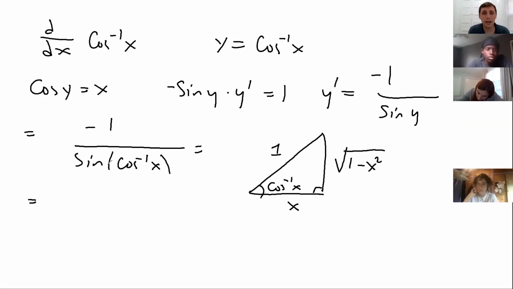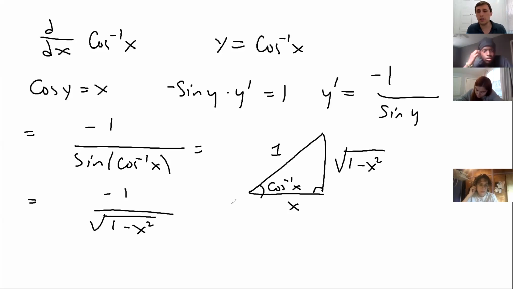Now look at it. I need to calculate sine of cosine inverse. Sine of cosine inverse is just opposite to hypotenuse. So it's the root of 1 minus x squared. And the result is minus 1 over the square root of 1 minus x squared. So we now know how to take the derivative of cosine inverse. With that idea, guys, you are going to now calculate the derivative of tangent inverse. That's a very important one.